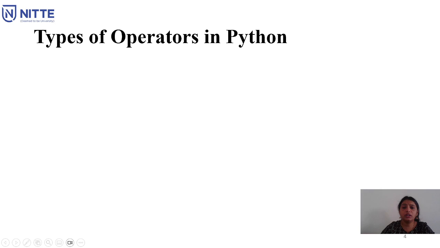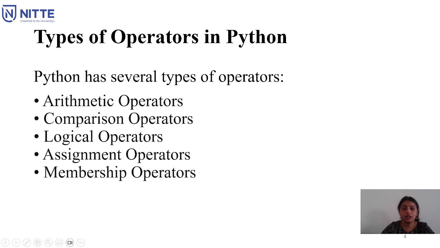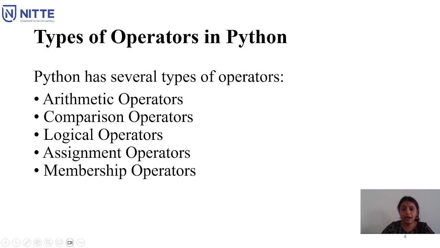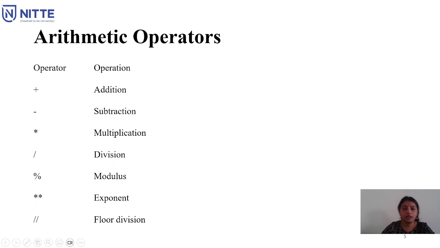Moving forward, what are the different types of operators in Python? Python has several types of operators: arithmetic operators, comparison operators, logical operators, assignment operators, and membership operators. Let's try to understand what an arithmetic operator is. As you can see in the table, you have addition, subtraction, multiplication, division, modulus, exponent, and floor division.